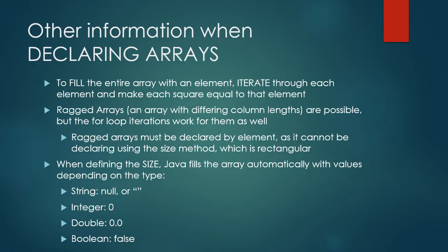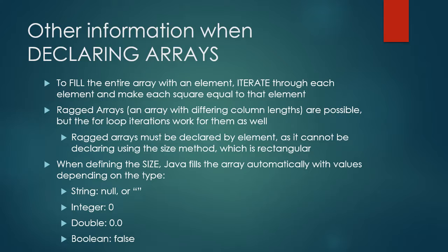Some other information when declaring arrays. To fill an entire array with an element, we need to iterate through every single element to make each square equal to that element. Also, ragged arrays or arrays with different column lengths are possible and exist, and for loop iterations work just as well for them. However, a ragged array must be declared by the element as it is not rectangular and cannot be declared by size.